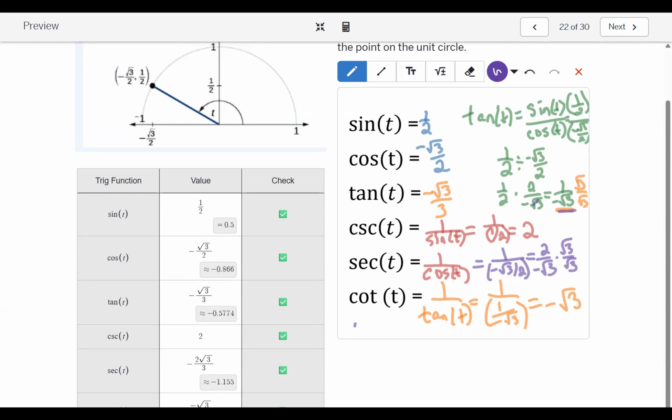One over 1/2 in parentheses. Yeah, fair. My writing is cramped.